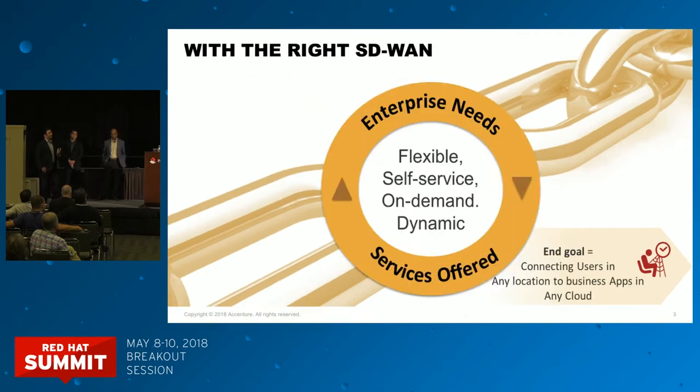And essentially what SD-WAN provides is a mechanism by which they could order and get, but it also gives them the flexibility of connecting users to applications in any location on any type of cloud. So whether it's a public cloud, whether it's a private cloud, whether it's an HQ, a branch office, et cetera. So the enterprise needs are really being addressed in a very dynamic, flexible, self-serve, on-demand way with the right SD-WAN solution.